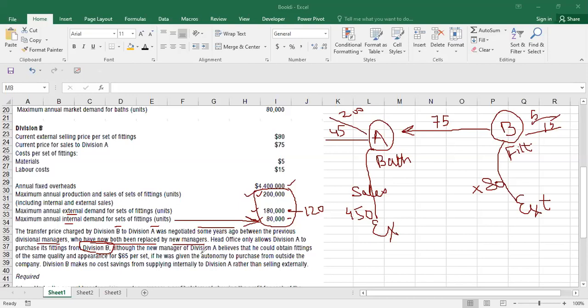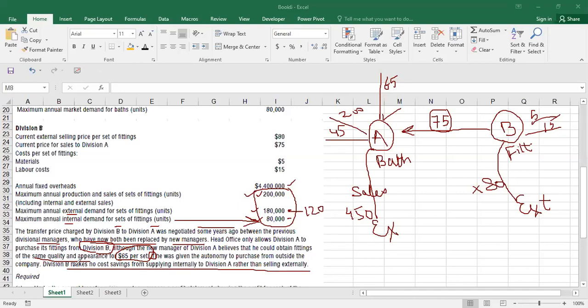Although the new manager of Division A believes that he can obtain fittings of the same quality and appearance for $65 per set. So the Division A manager is not happy, because he is buying it for 75 and he believes that he can buy from outside at 65. So he thinks that he is paying $10 more. So he is not happy. He was given the autonomy to purchase from outside the company. So there is a word: if he was given the autonomy to buy from outside, Division B makes no cost savings from supplying internally to Division A rather than selling externally.